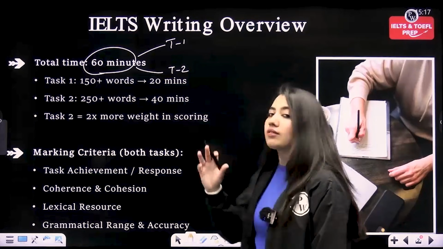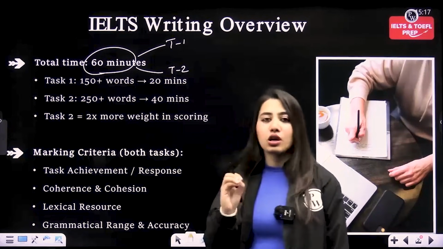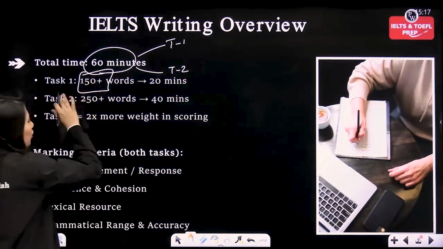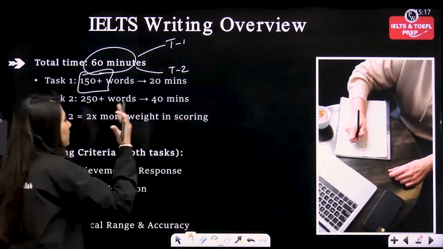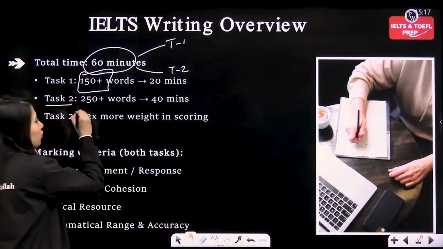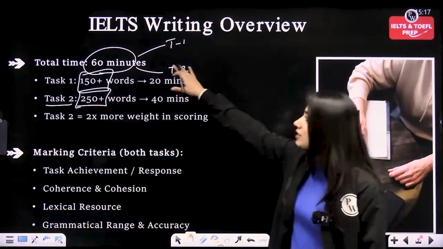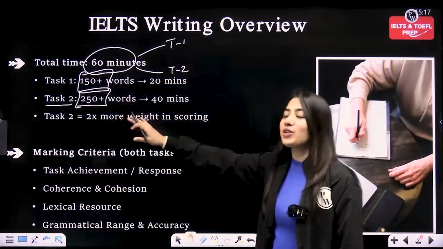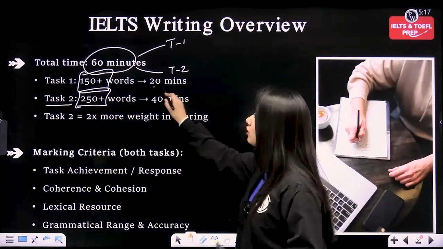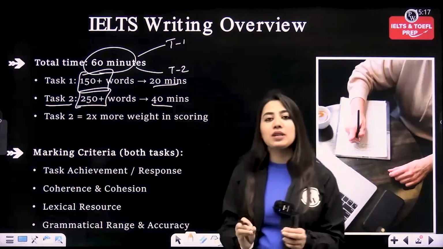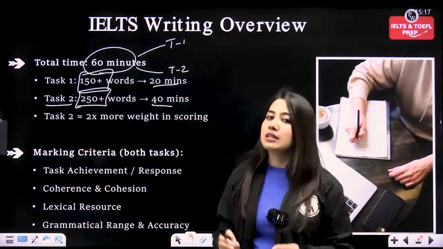So over here, there is a minimum to maximum word count. What's that? So 150 plus words should be there for your task 1, be it reports, be it letters. Over here in the task 2, you have it as 250 plus words. And out of the 60 minutes, how do you divide these? You are going to divide this as 20 minutes for your task 1, 40 for the task 2. That should be the bifurcation of your 60 minutes.